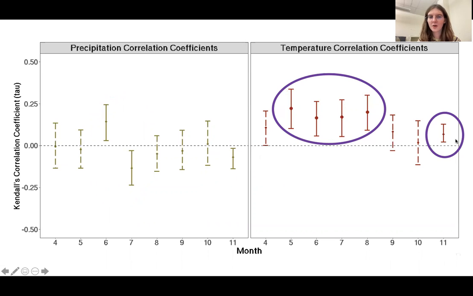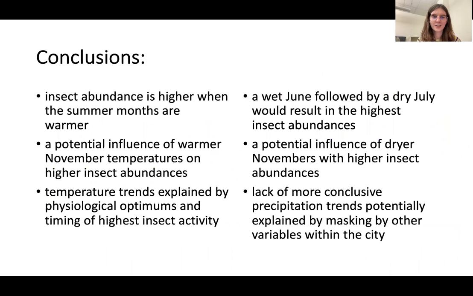What's important to note, though, is all of these correlation coefficients are of a small absolute value, so these aren't very strong correlations between the two variables. So the final conclusions concerning the temperature data, it would seem that insect abundance is higher when the summers were warmer, and that there's a potential influence of warmer Novembers on higher insect abundances.